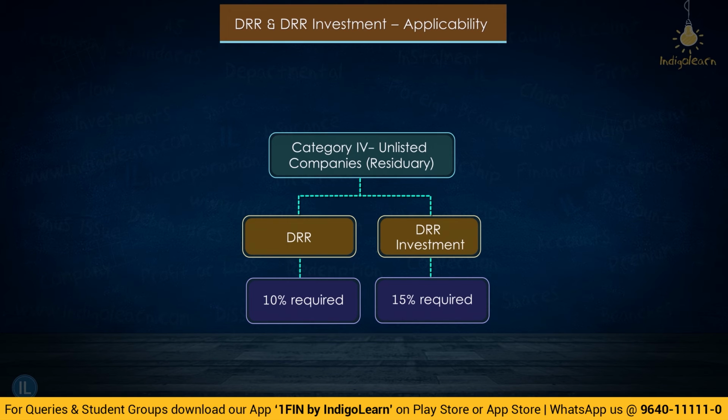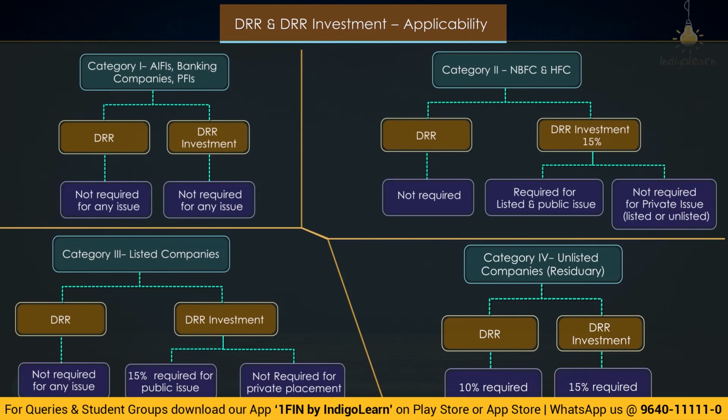DRR or DRI. So what you need to remember in this entire chart or table is, if it is any other unlisted company which does not fall into the category of the NBFCs, the HFCs, the All India financial institutions, banks and PFIs, if it doesn't fall into any of these categories, then DRR is 10% and the investment requirement is 15%.